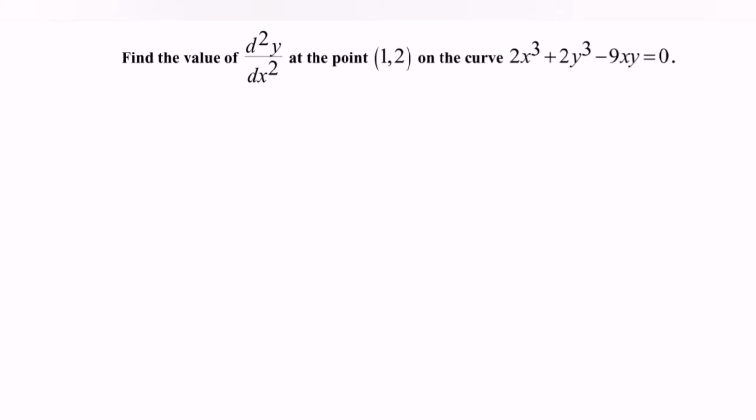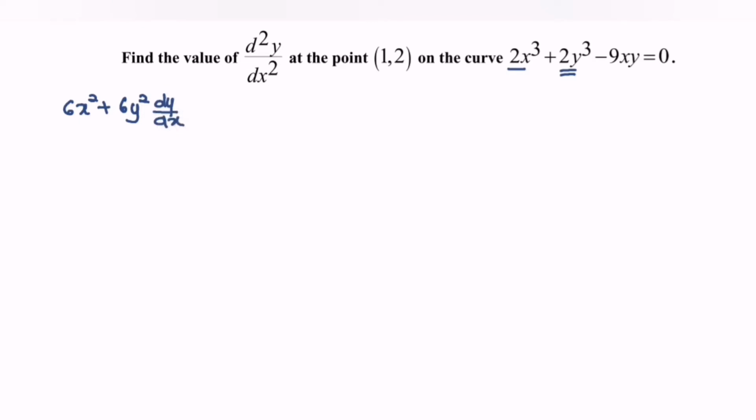At first, we're going to differentiate 2x cubed with respect to x. So we will have 6x squared, plus, next we're going to differentiate 2y cubed with respect to x. Since this is a y and not an x variable, we have to differentiate implicitly, so we have 6y squared times dy/dx.